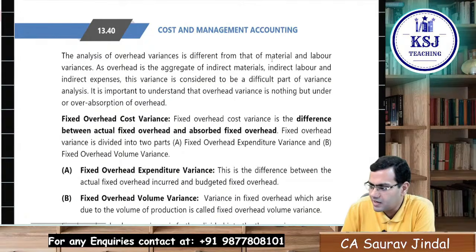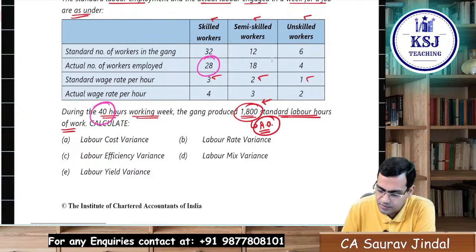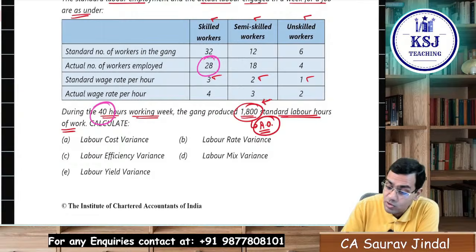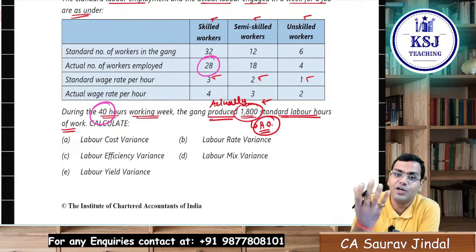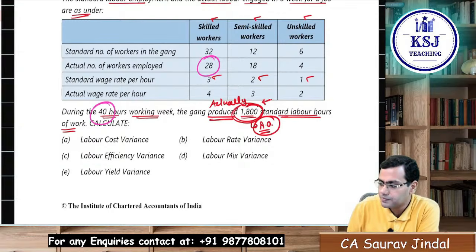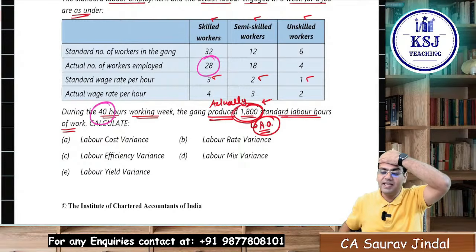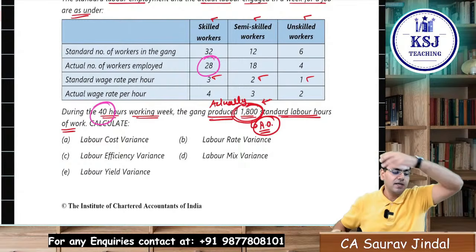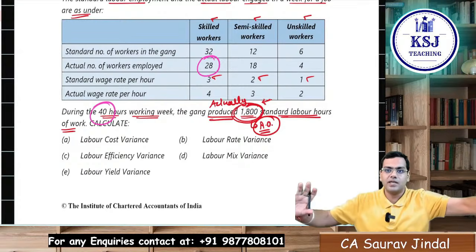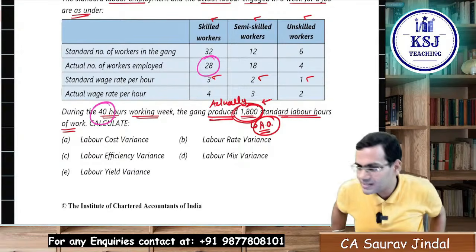Question number 8, standard R is not 1800, na? It is given the actual output, it is written, sir. See, produced means actually produced, that out of the standard 2000 hours, they have actually produced 1800 hours of work, right? Correct. Joydev, it is given the gang produced 1800 standard labor hours of work. That means the standard labor hours of work was 2000 hours. Out of that 2000 hours, they have actually produced 1800 hours of work. This is the meaning of this line, right?